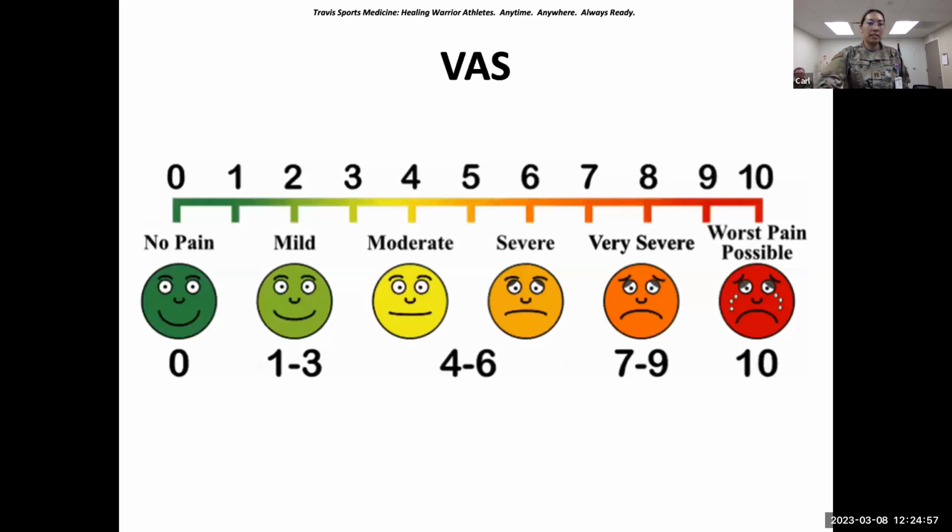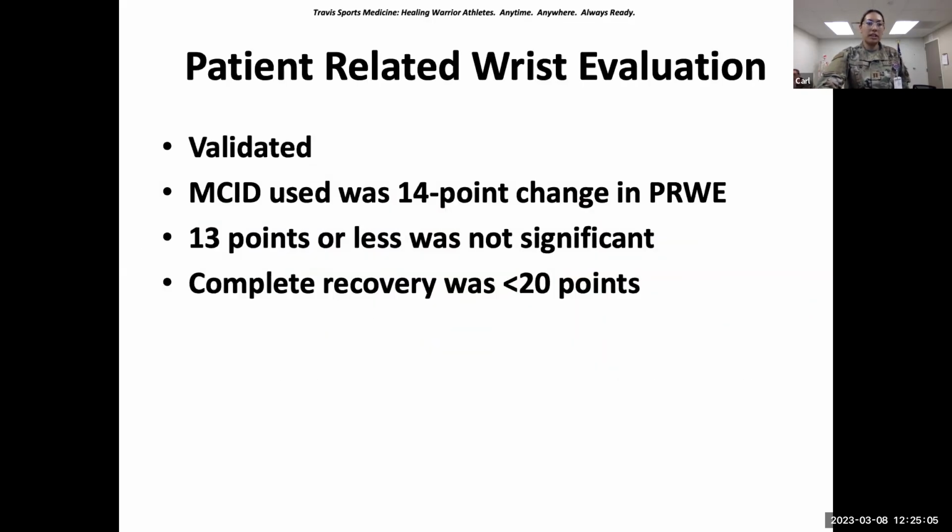So here's the VAS, just rate your pain from 0 to 10, 10 being the worst pain. And then the patient-related wrist evaluation. This is a validated 15-question pain and function questionnaire. It scores 0 to 100. Higher is worse pain, lower is less pain.